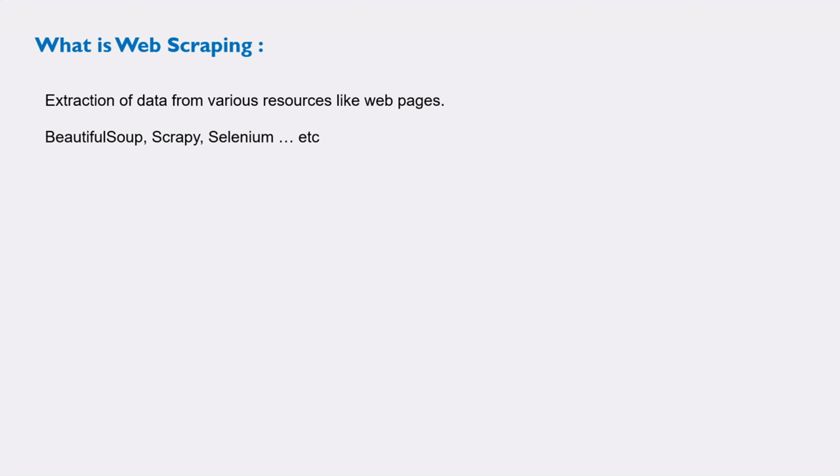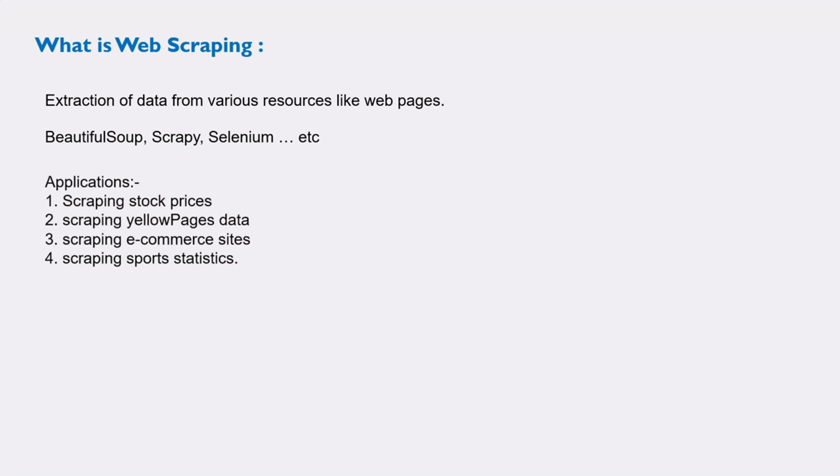All right. If you ask me what the applications are, there are some like scraping stock prices, or you can scrape Yellow Pages data. Yellow Pages data means your telephone directory basically. Then scraping e-commerce sites, scraping sports statistics. These are a few of the applications. There is a wide number of applications for web scraping. All right. So let's get into a simple example of it.